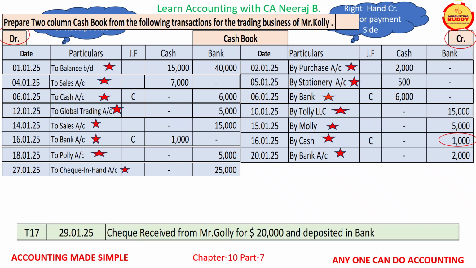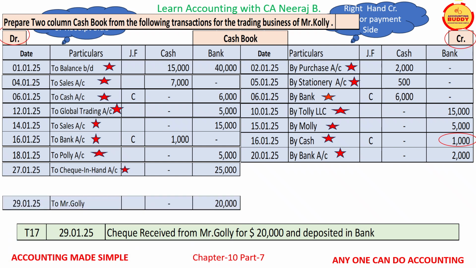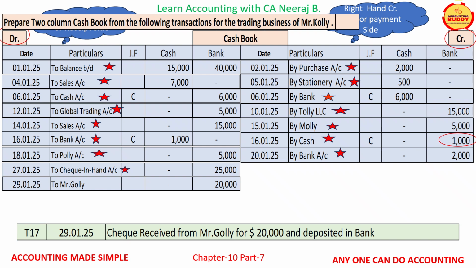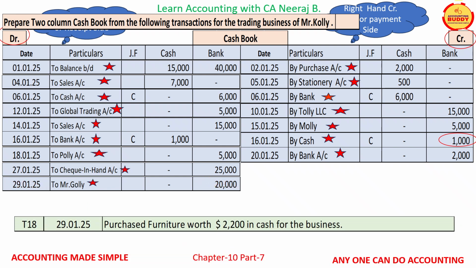Transaction T17 is a check of $20,000 received from Mr. Goli is deposited in the bank. Since it is a receipt transaction, it will be recorded in the bank column on the left-hand debit side of the cash book for $20,000 on 29th of January 25 by writing the words to Mr. Goli account. Transaction T18 is on 29th of January 25. The business purchased furniture for business for $2,200 and paid cash for it.